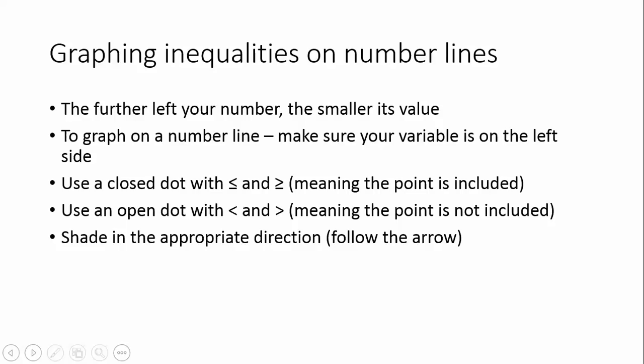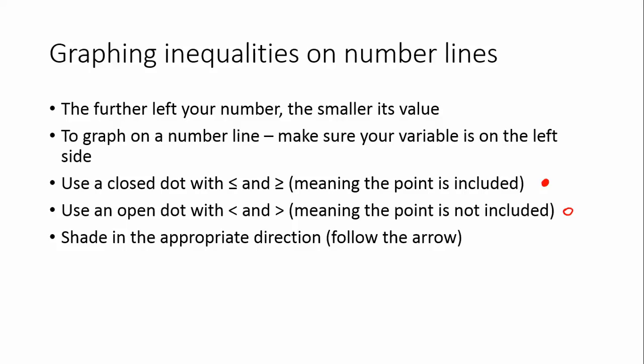We use a closed dot on the number line, which will look like this at our number when we're talking about less than or equal to and greater than or equal to. And what that means is that that point or that number is actually included. We use an open dot that will look like this when we have the symbols less than and greater than. That means that the point or the number is not included.